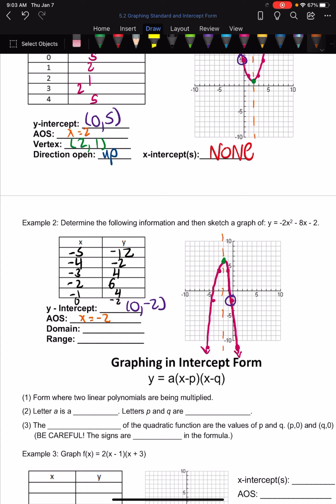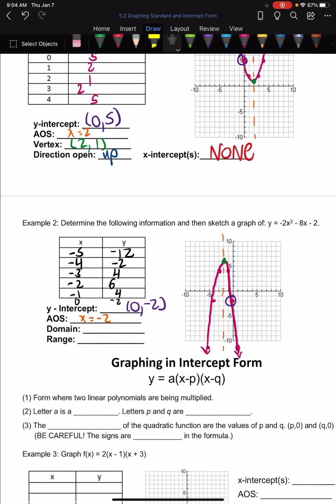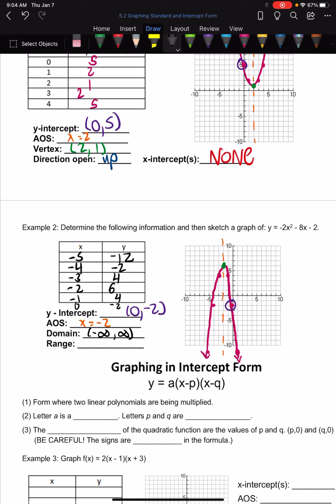Now this one's asking for our domain and our range. Remember, the domain for all the functions that we're going to be talking about in Algebra 1 is going to be negative infinity to positive infinity, or you can say all real numbers. And then our range is going to be also dealing with our vertex. In this case, looking at the bottom, our range is going to go down to negative infinity, but then it's going to go all the way up to where my vertex is at 6. So it's going to include that value of 6, and that's the highest point. You could write that as y is less than or equal to 6. Both ways work for the range.